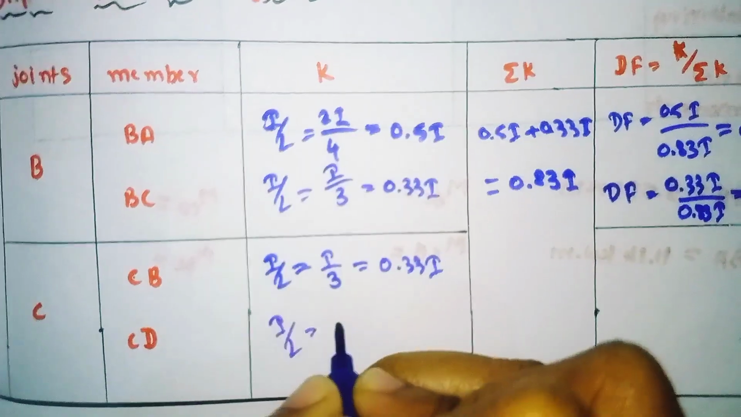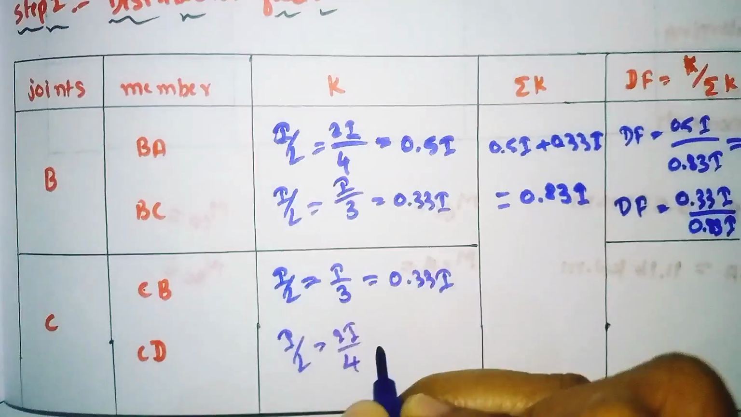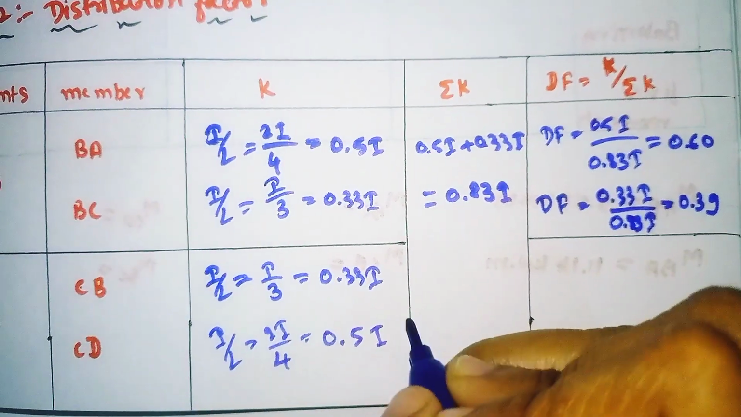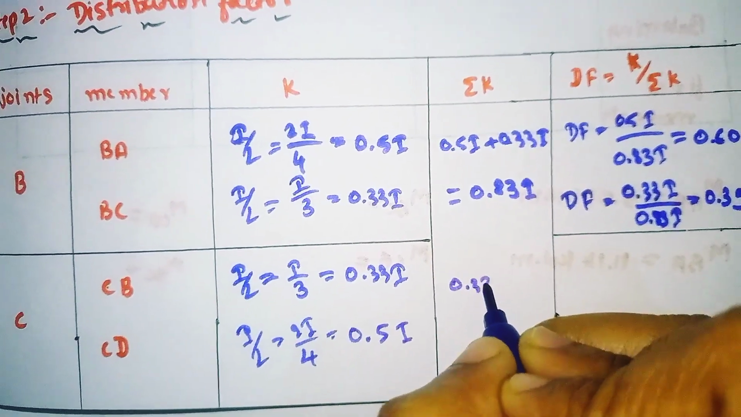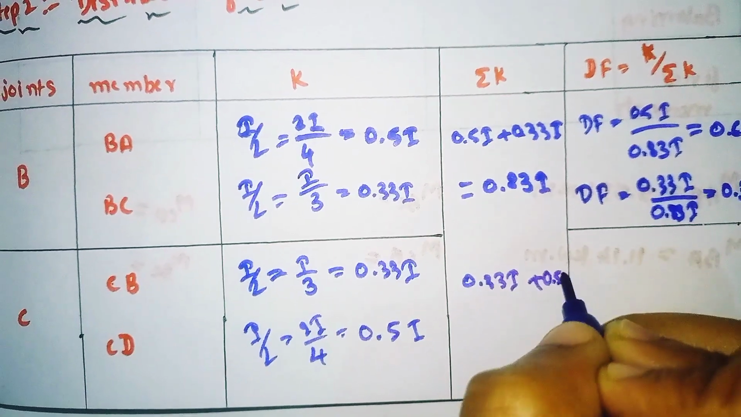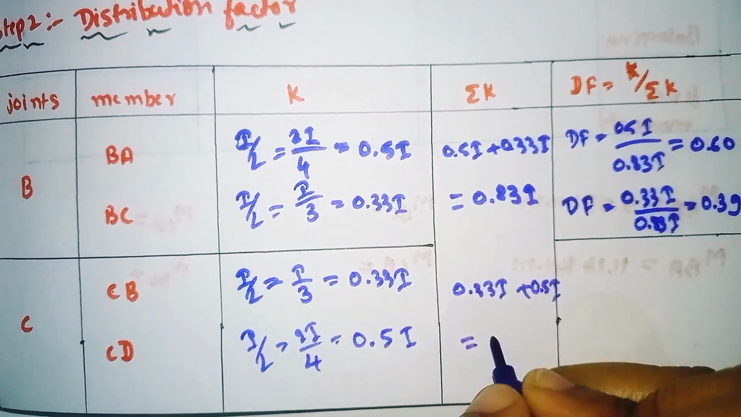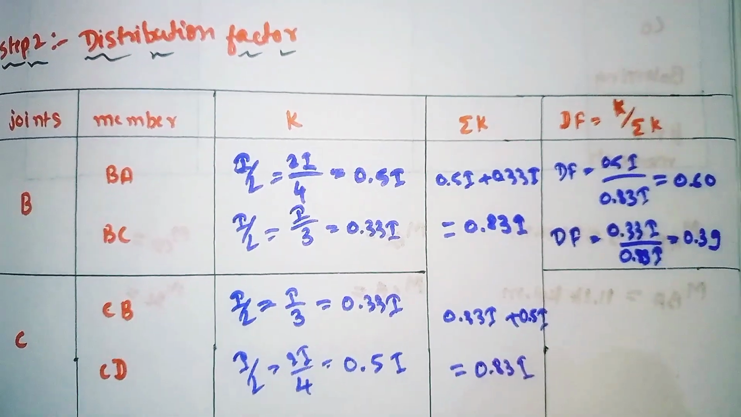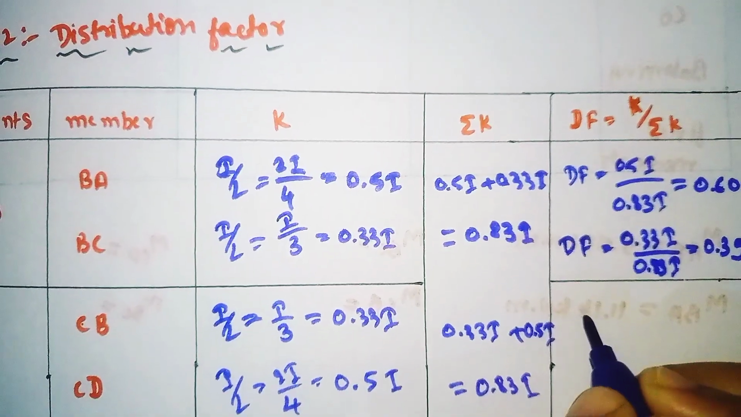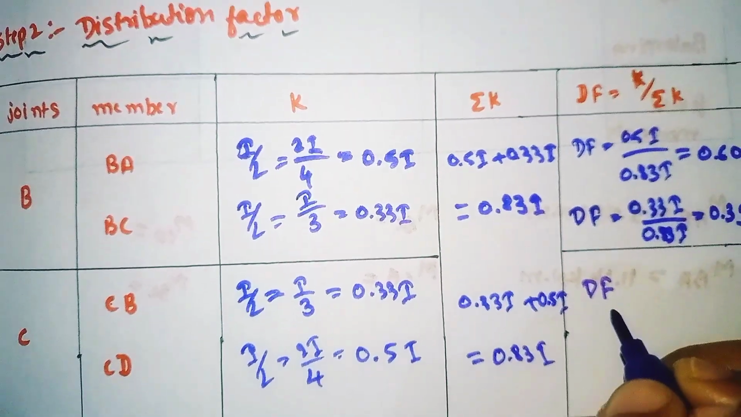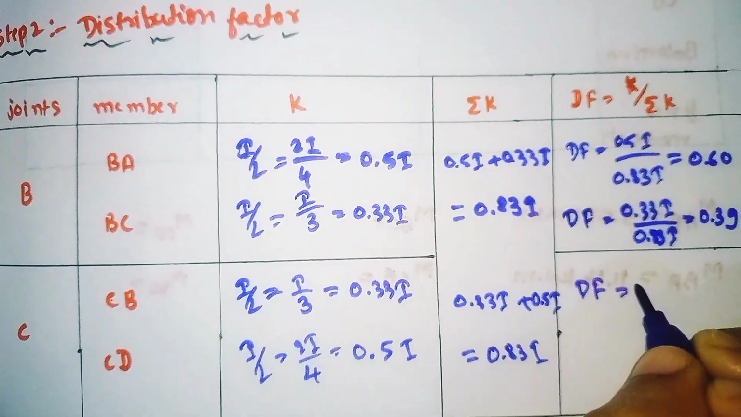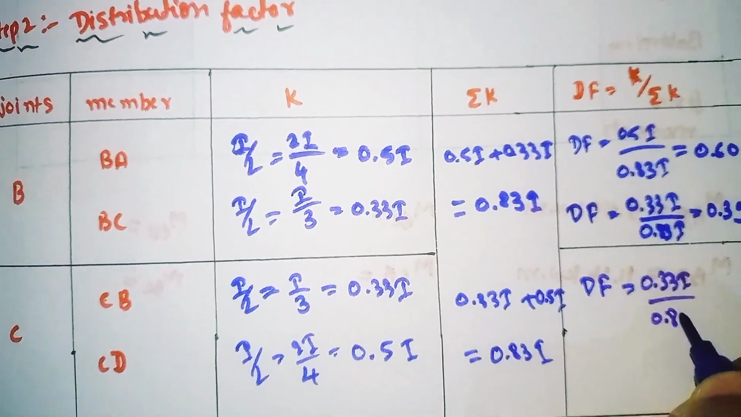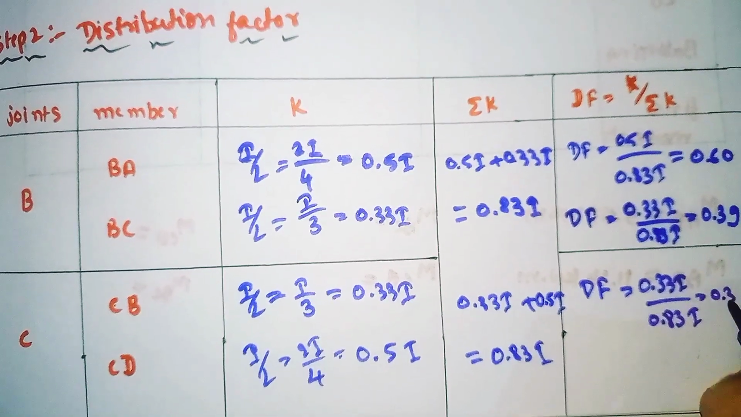I divided by L, I is 2I, span is 4. It will come out as 0.5 I. So now if you do the summation of K, 0.33 I plus 0.5 I, it will come out as 0.83 I, again same value. So now if you calculate the DF for member CB, that is 0.33 I divided by 0.83 I, it will come out as 0.39.